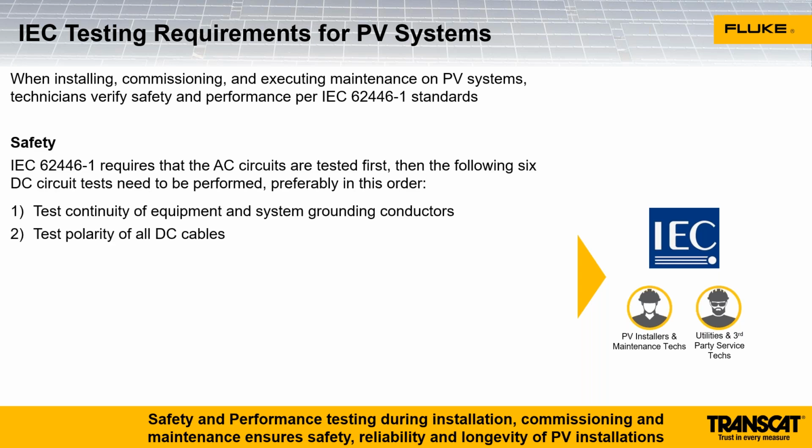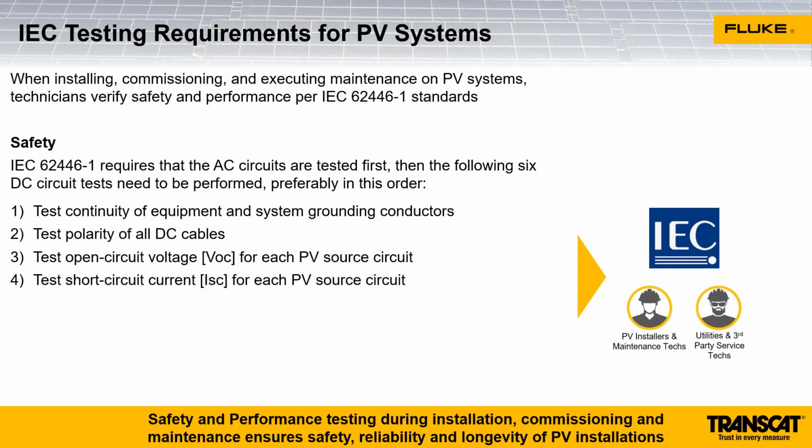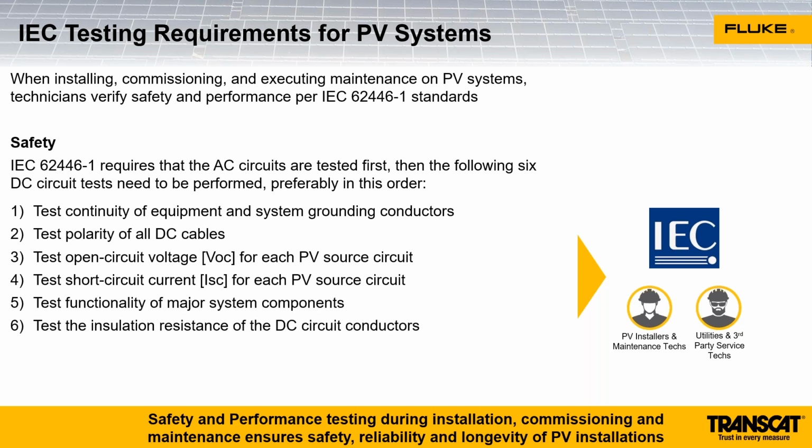So it has two different classes. The first class is for safety. So these are going to be tests on the AC and DC sides. They're going to be testing the AC side first, ensuring that it meets the requirements there. And then on the DC side, we're going to test that the metal parts in the system are bonded to ground. We're going to test polarity of all the DC circuits to make sure that the positives are actually positives and the negatives are negatives. We'll test open circuit voltage and short circuit current of each PV source circuit. We'll test the functionality of all the components in the system. We'll also do an insulation resistance test on the DC conductors to ensure that those conductors haven't been compromised.